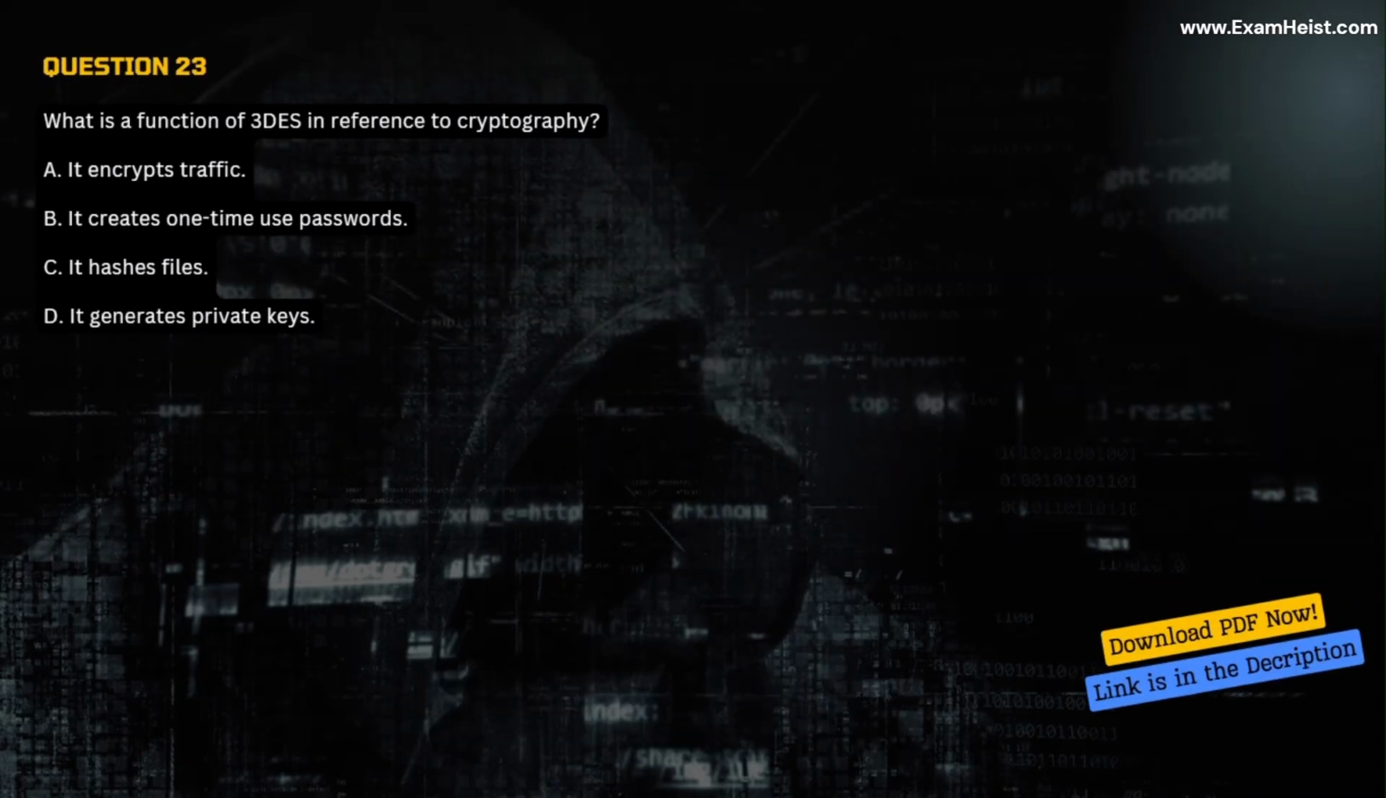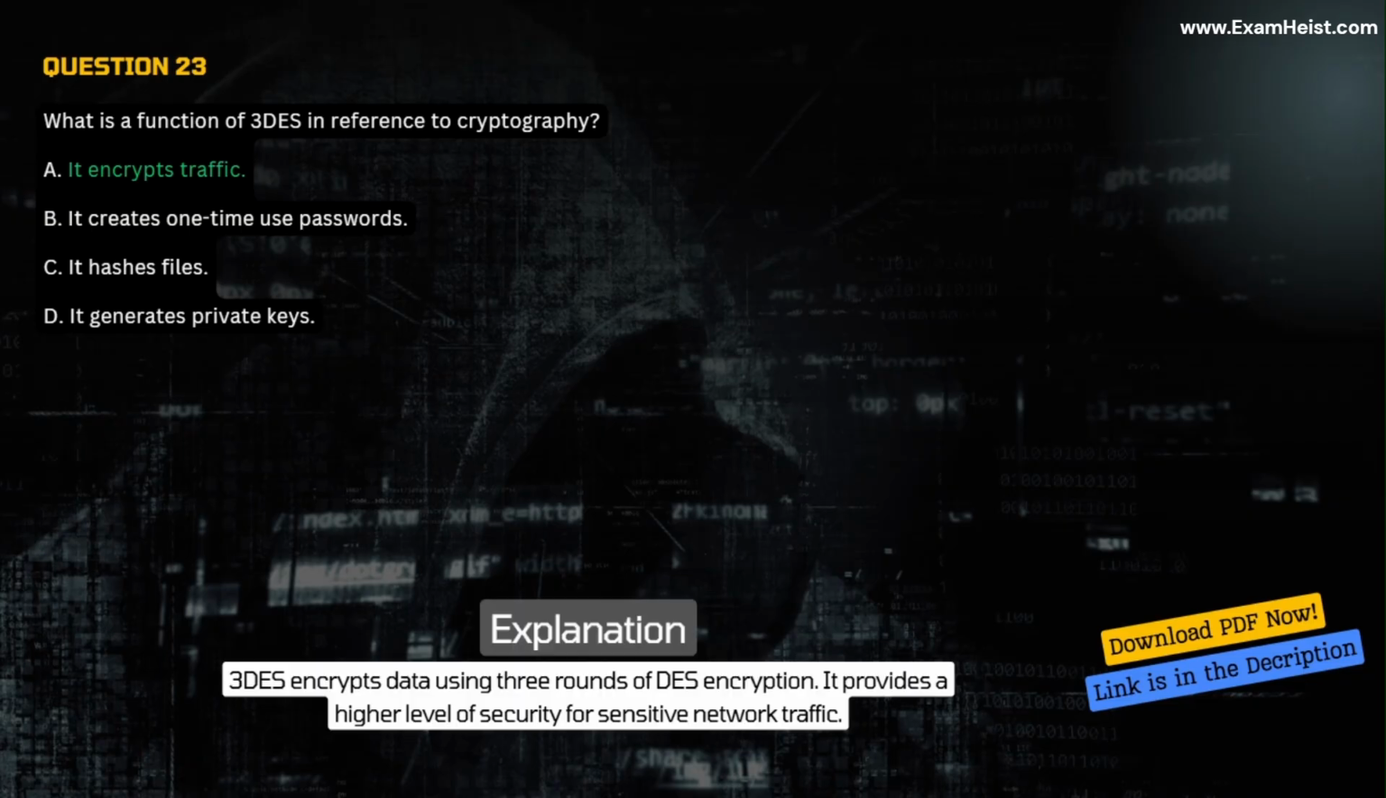Question 23. What is a function of 3DS in reference to cryptography? A. It encrypts traffic. B. It creates one-time use passwords. C. It hashes files. D. It generates private keys. Correct answer A. It encrypts traffic. Explanation. 3DS encrypts data using 3 rounds of DS encryption. It provides a higher level of security for sensitive network traffic.